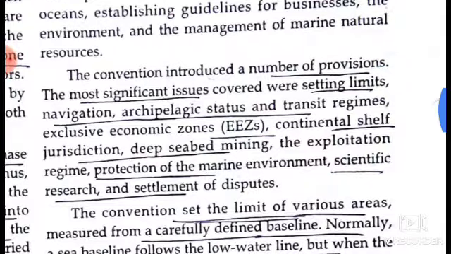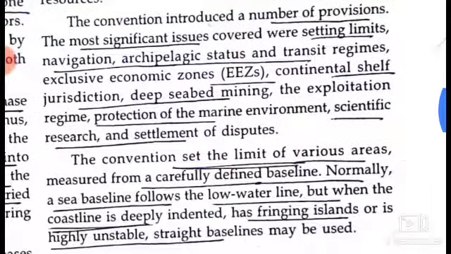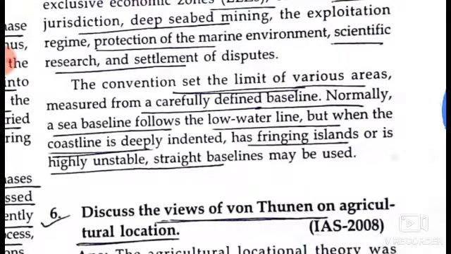The convention introduced a number of provisions. The most significant issues covered were setting limits, navigation, archipelagic status and transit regimes, exclusive economic zones, and continental shelf jurisdiction, deep-sea mining, and the exploration regime and protection of marine environment, scientific research, and settlement of disputes.